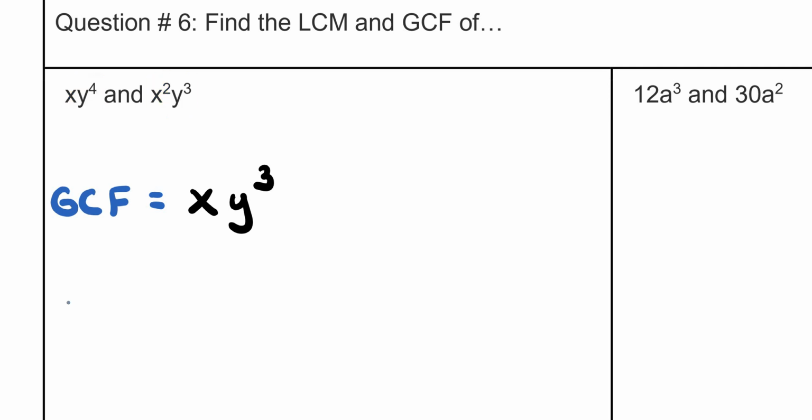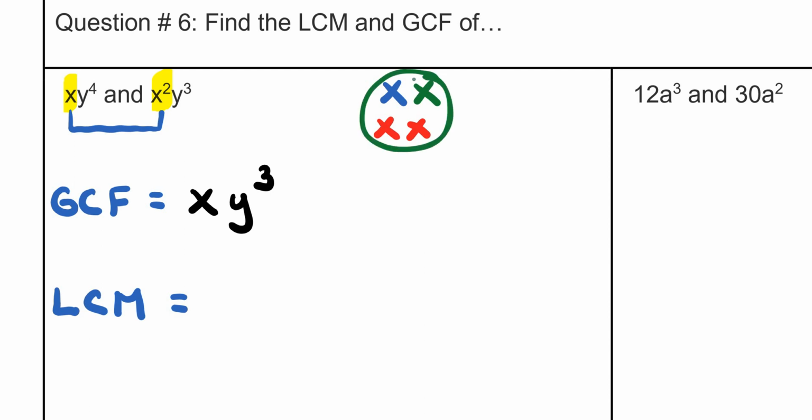And now for your LCM here, least common multiple, the first multiple that comes up. Well, I have an x squared and an x, right? If you think about this, x and x squared, there's your single x and there's your x squared. The first multiple that has to come up is going to be x squared, right? So it's going to be x squared.